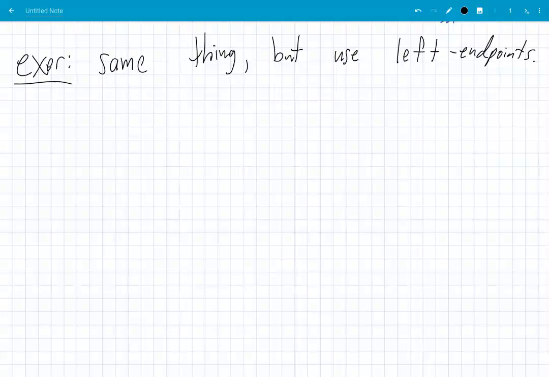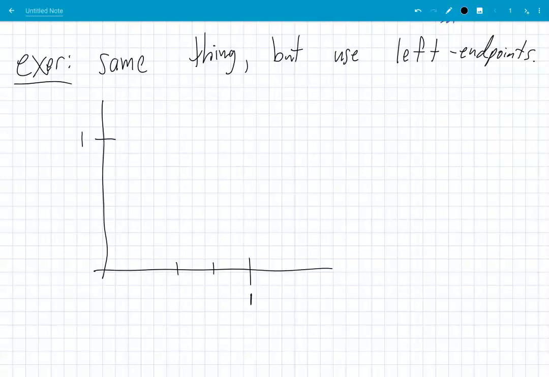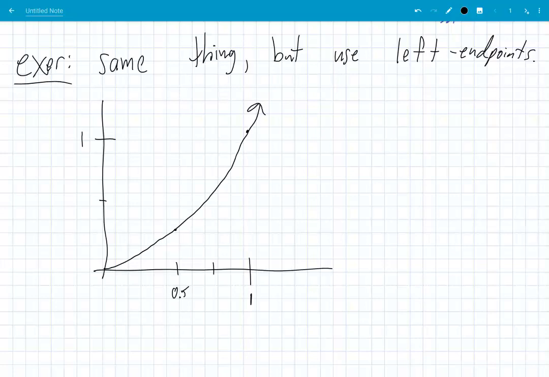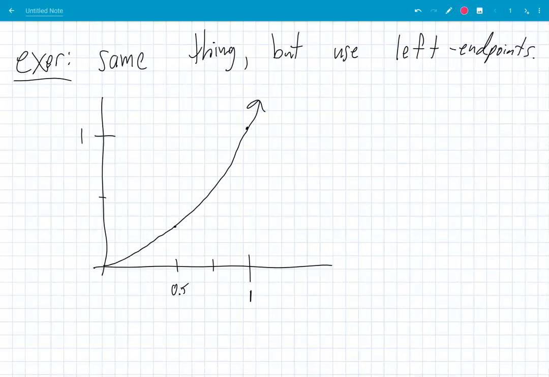Okay, I'll quickly do this. You have your picture. You've got, let's say, one here and one here. Then your function goes like this. Now this time you're drawing your rectangles according to the left endpoint.